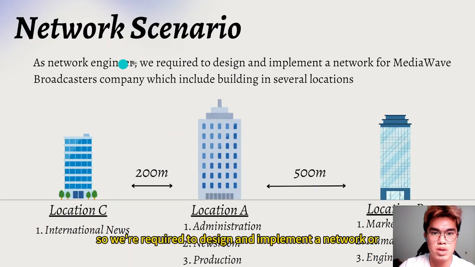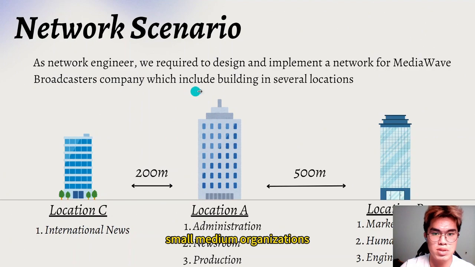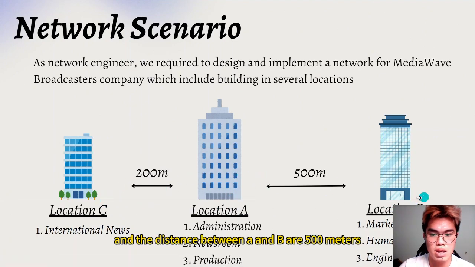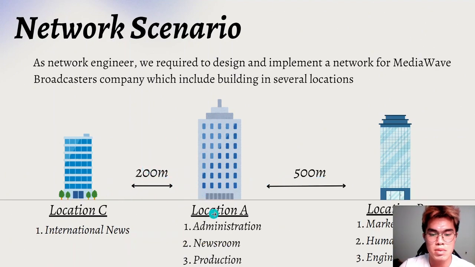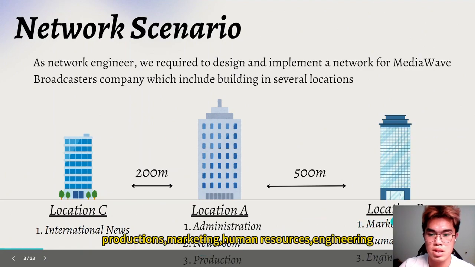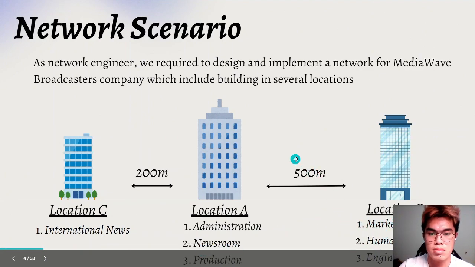Network scenario. We're required to design and implement a network for a media wave broadcaster company, which is a small medium organization, including buildings with several locations. These are the locations A, B, and C. The distance between A and B is 500 meters. A and C is 200 meters. These are the departments inside each of the locations: international news, administrations, newsroom, productions, marketing, human resources, engineering.